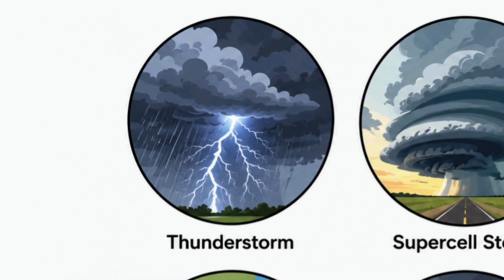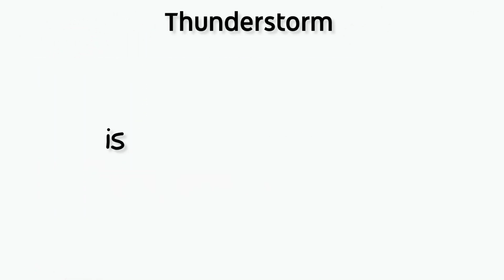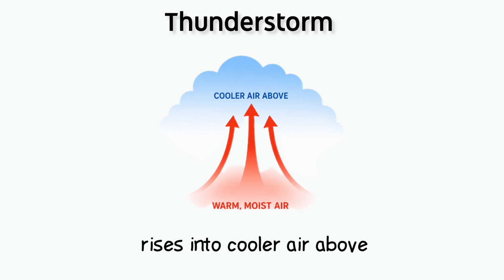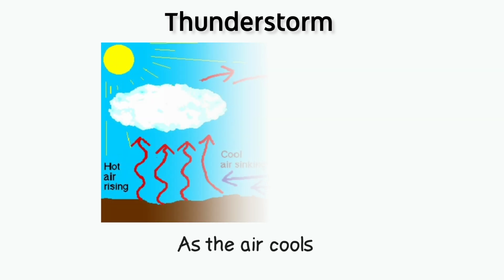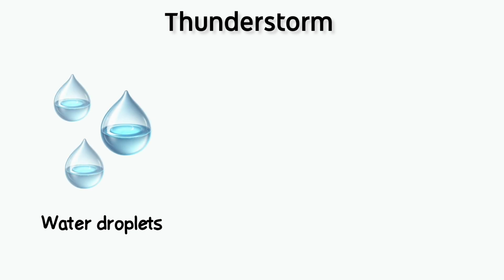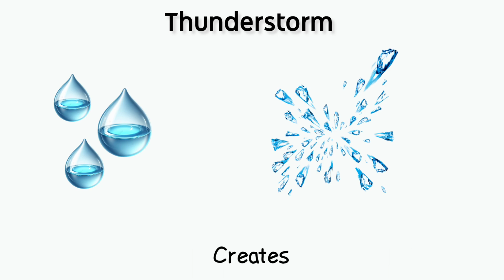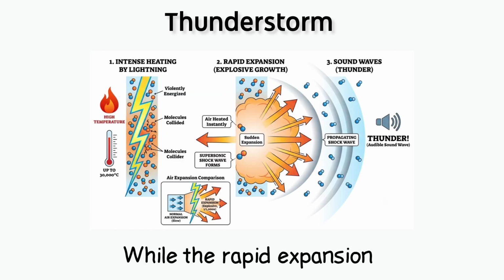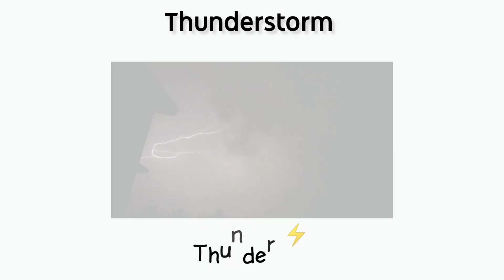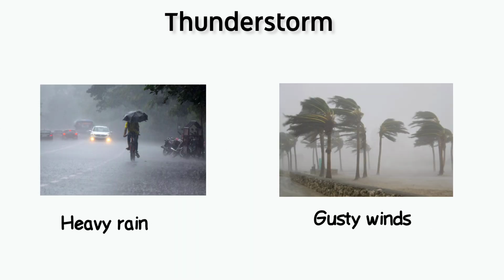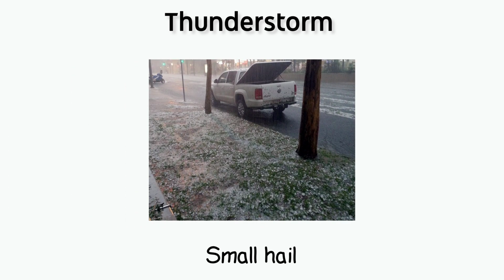Thunderstorm. A thunderstorm is the most common type of storm and forms when warm, moist air rises into cooler air above. As the air cools, water droplets and ice particles develop inside towering clouds. The movement of these particles creates lightning, while the rapid expansion of heated air produces thunder. Most thunderstorms bring heavy rain, gusty winds, and sometimes small hail.